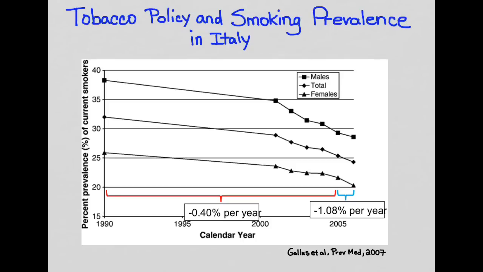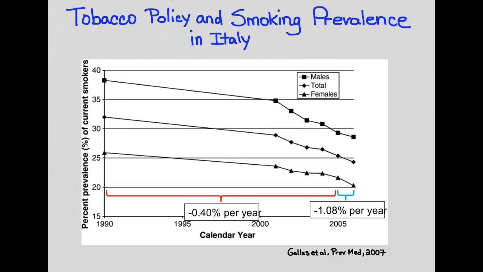So this shows an example of an ecological study that looks at changes over time. This study looks at smoking prevalence in Italy, and the question is whether a new law that outlawed smoking in all indoor public places, which was instituted in 2005 right here, had any impact on smoking prevalence. And so what they did is they plotted prevalence of smoking in these different years for the Italian population.